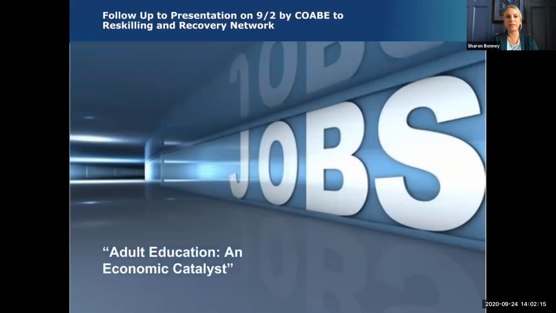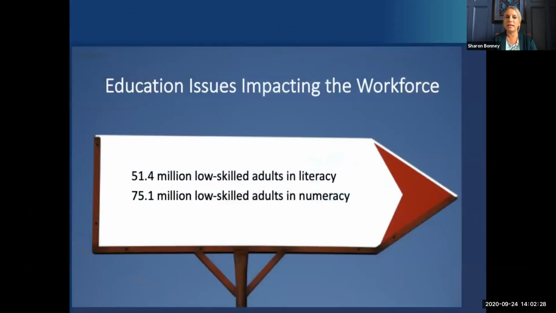Before we get going, I just want to say that this is specifically a follow-up to the presentation that COABE did on September 2nd to the Reskilling and Recovery Network. The title of that was Adult Education as an Economic Catalyst. We really feel there's a big tie-in for education issues that impact the workforce.